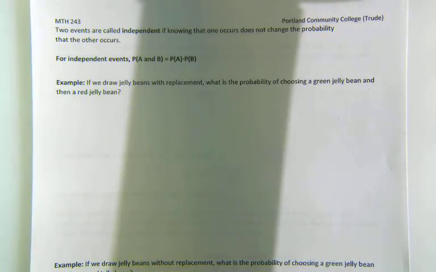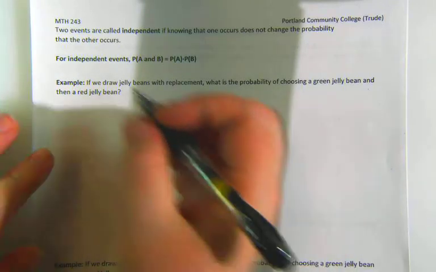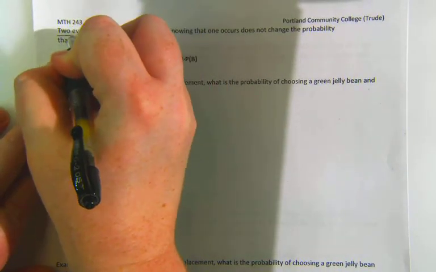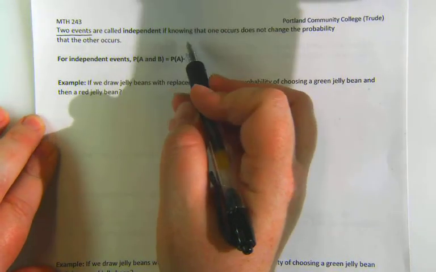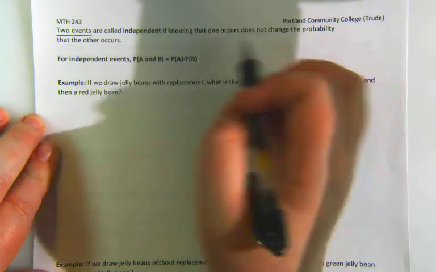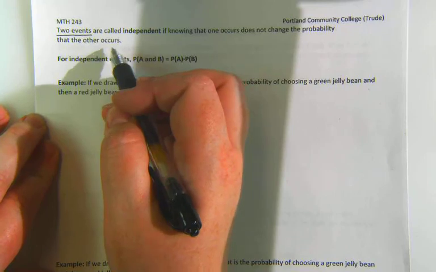All right, so what we're going to talk about here is independence as well as our multiplication rule. The multiplication rule comes through when we're looking for the probability of two events. The idea being one event occurring and then the other. So it's kind of like a sequence of events. So two events are called independent if knowing that one occurs does not change the probability that the other occurs.